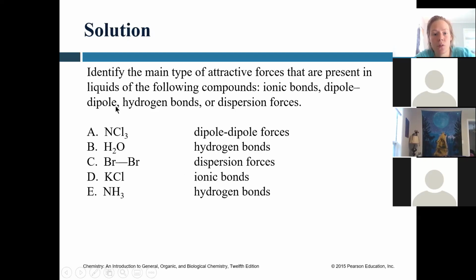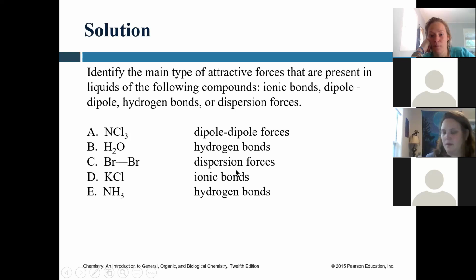Okay, so identify the main types of attractive forces that are present. So between N and Cl, this is a polar covalent bond, so they're not sharing the electrons equally. So that would give us a dipole-dipole force. H2O, this is a situation where the hydrogens and oxygens are not sharing the electrons equally, but the difference between hydrogen and oxygen is so great that we're going to go with a hydrogen bond. Anytime you have two of the same thing, dispersion forces is the only thing that you're going to see.